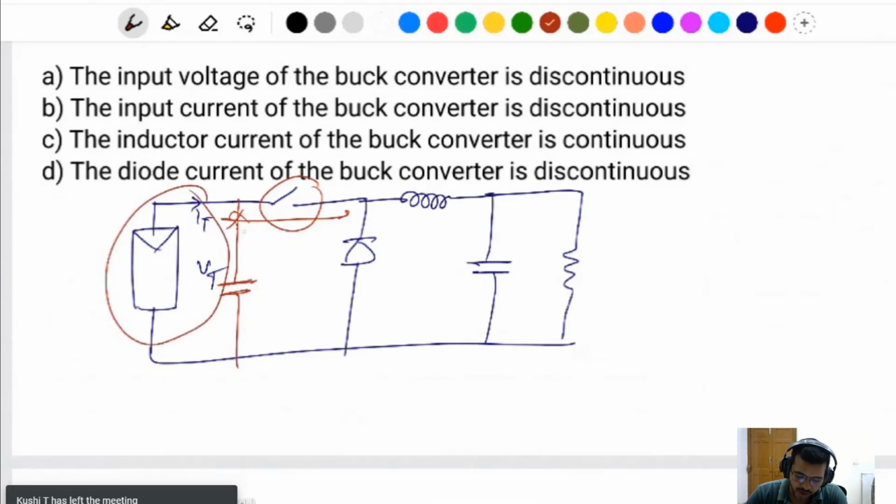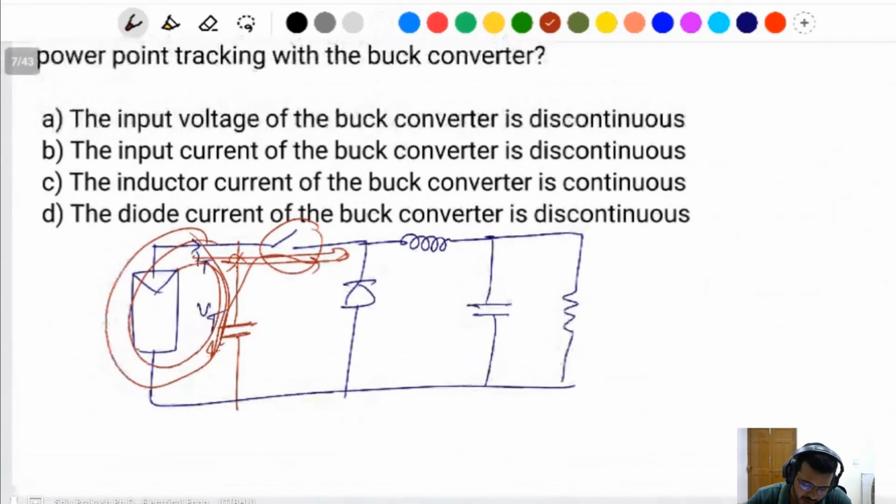When the switch is on, this will be the current flow. When the switch is off, this current flows through the capacitor. When the switch is on, both currents flow from there. That's why this will be in continuous connection mode. The option: the input voltage of the buck converter is discontinuous.